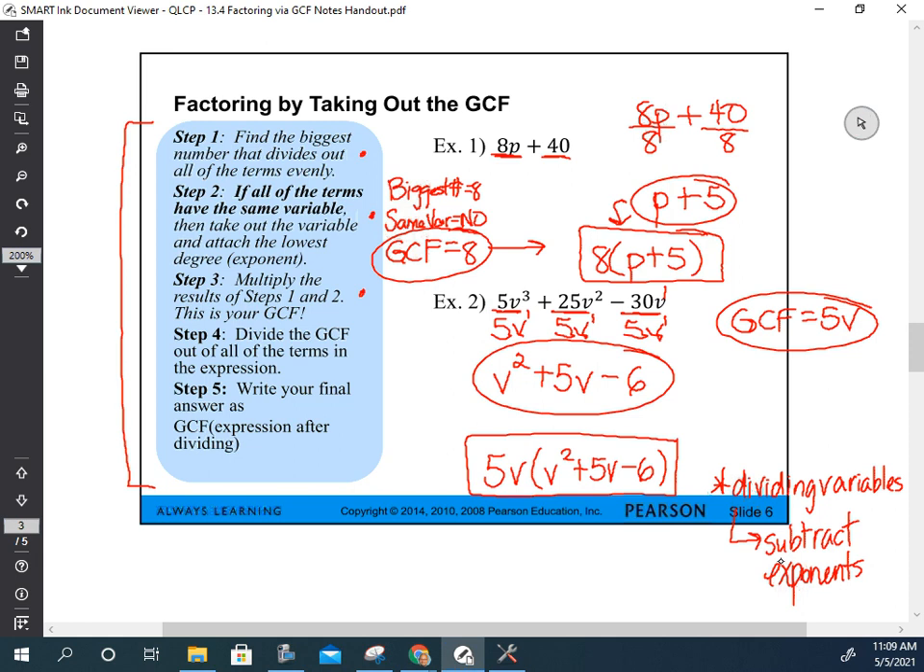So if you ever question whether or not you did it correctly, you should be able to take your answer, multiply it, and end up back where you started. If you don't end up back where you started, you did something wrong. Any questions either here or at home before we look at examples 3 and 4?